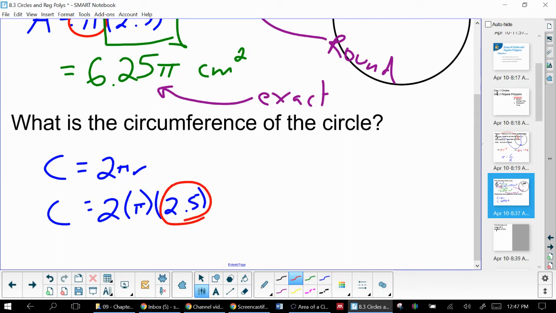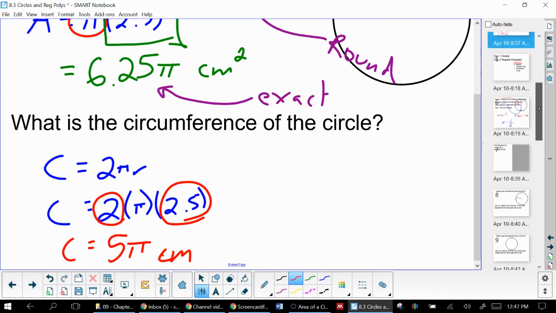So I'm just going to multiply the parts together that I don't have a pi in. 2 times 2.5 is 5 pi. And so my circumference is 5 pi. Now remember, circumference is a linear distance. It's just a length. And so we just have regular old centimeters here, not centimeters squared.